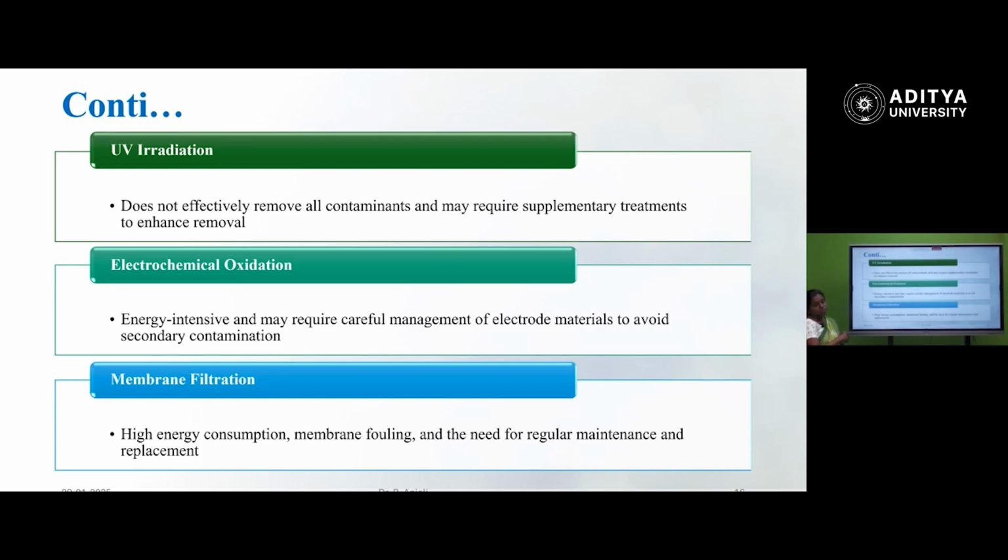And membrane, obviously everyone knows the membrane filtration process, like RO, ultrafiltration, and nanofiltration. But this membrane filtration requires high energy and regular maintenance. Another problem is that it is a little difficult to remove all the pollutants.